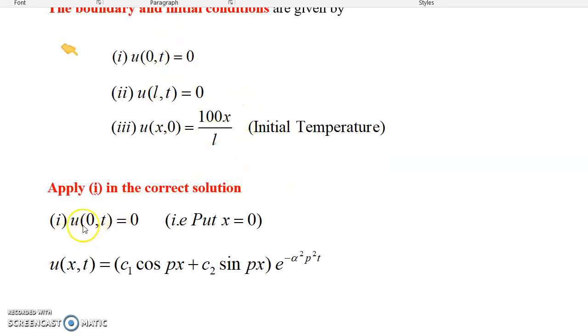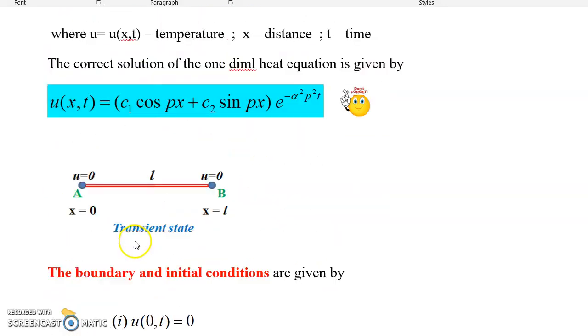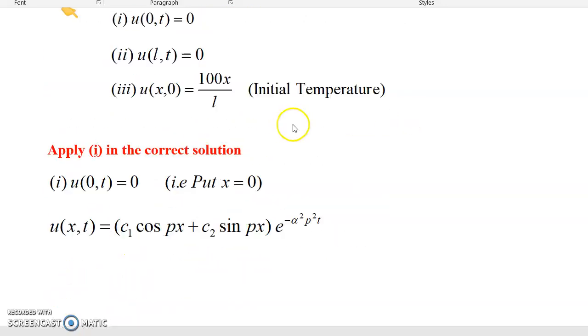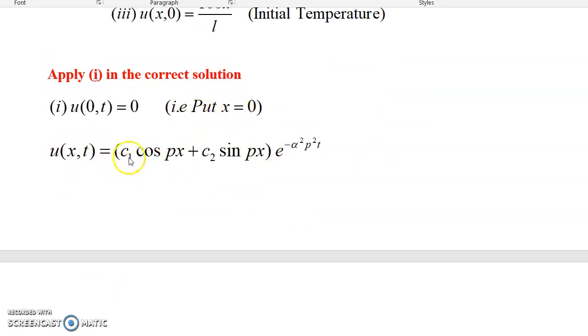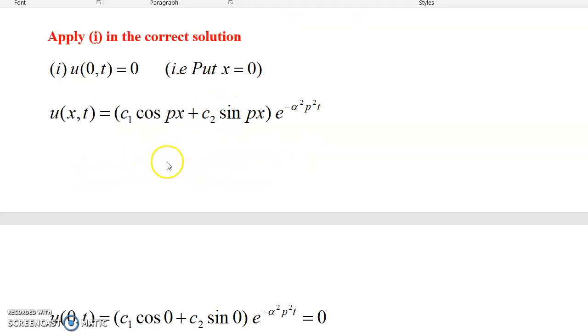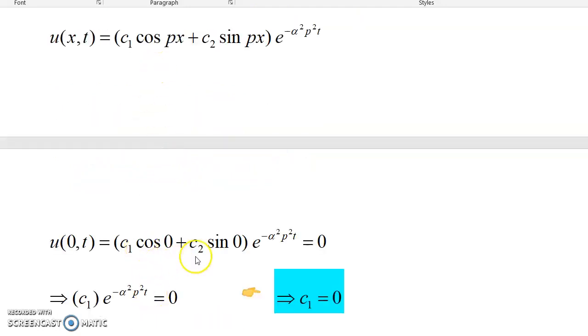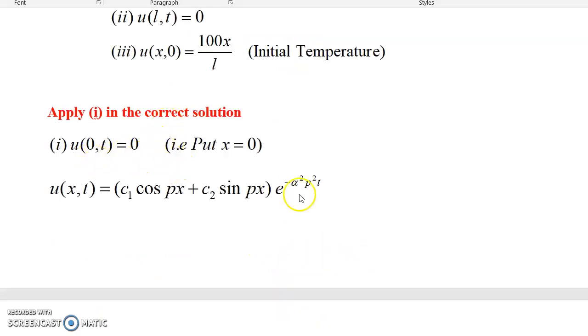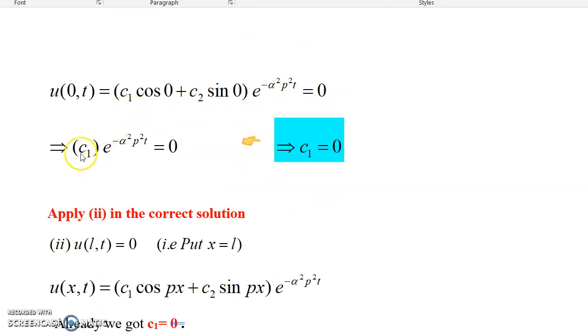So apply the first one, U of 0, t equals 0. Here you have the correct solution. Take and write the correct solution and put x equal to 0. When you put x equal to 0 here, sin 0 is 0, cos 0 is 1. So the first answer is C1 into e power minus alpha square p square t. You have to equate that to 0. Right side is 0. So C1 into this equals 0. So it gives C1 equal to 0. So this is the first result.